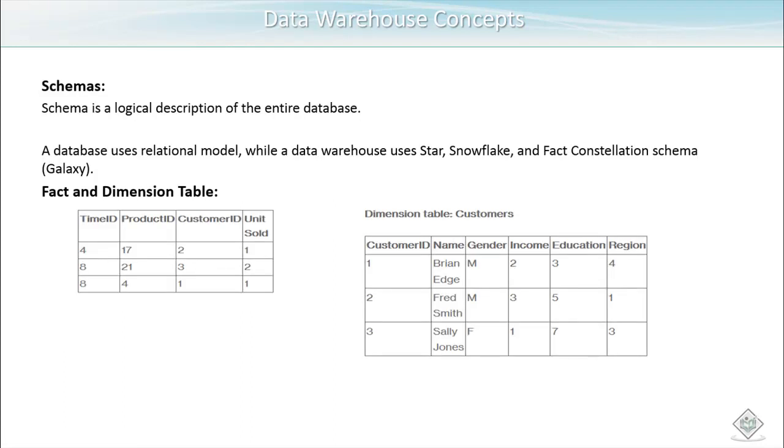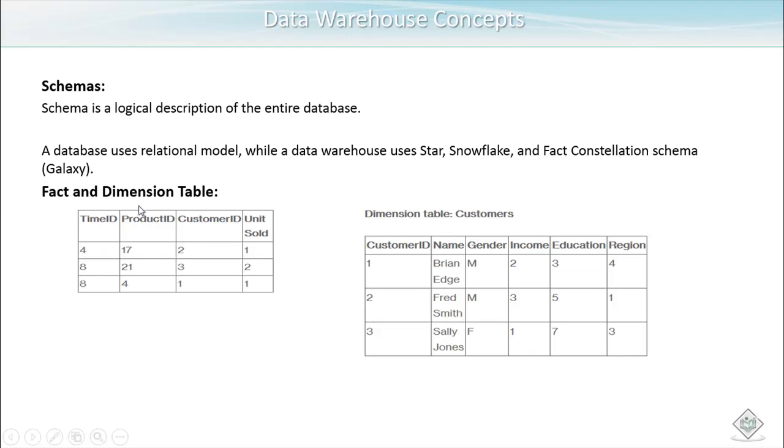After that, let's come to the schema. So what is a schema? Schema is basically the logical description of the entire database. My schema will tell me how each and every table in my database is connected to each other, and what the relationship between the data is. The database uses the relational model, while a data warehouse uses the star, snowflake, and fact constellation schema, which we generally call the galaxy schema as well.